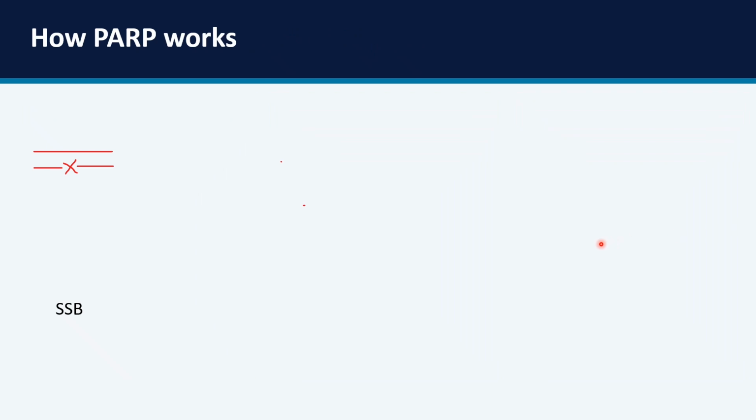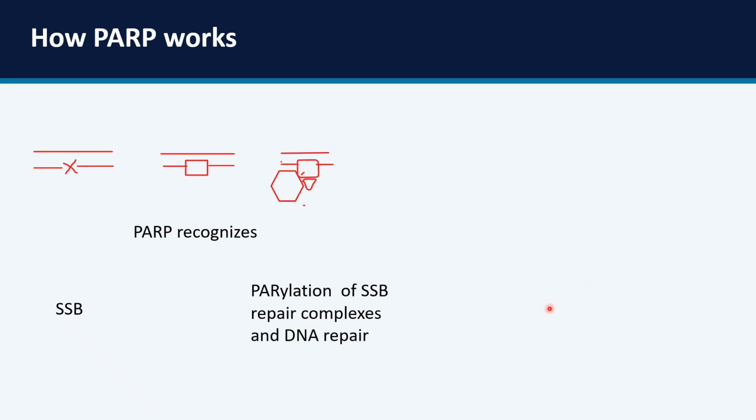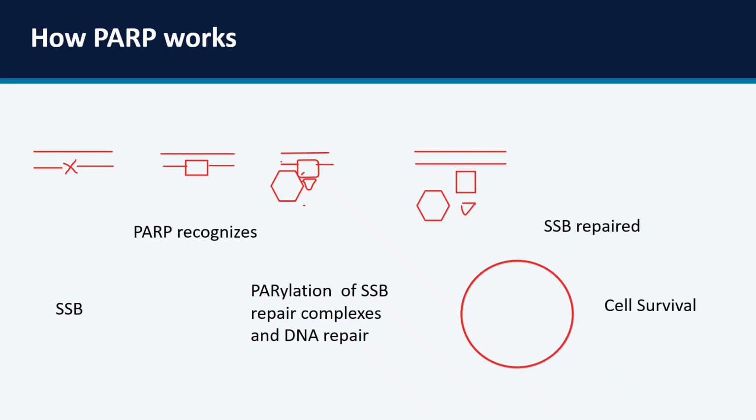So how do PARPs work? PARPs are actually multiple enzymes that recruit different proteins and which are critical for base excision repair. Normally PARP will recognize a single strand break. After recognizing, it will bind to that site and bring about PARylation of the single stranded break through repair complexes, and ultimately it will repair DNA damage and the cell will survive.